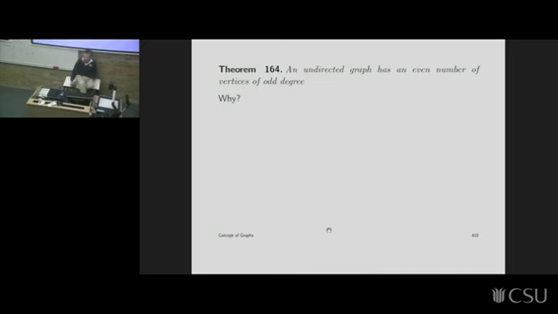why does an undirected graph have an even number of vertices of odd degree?